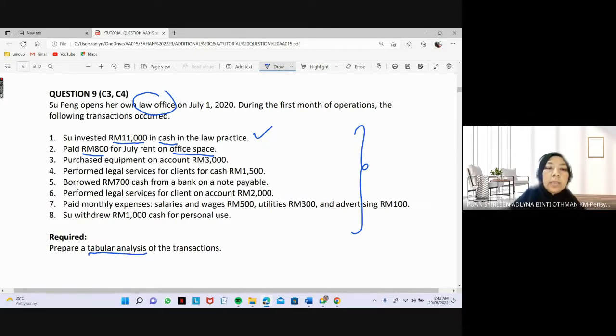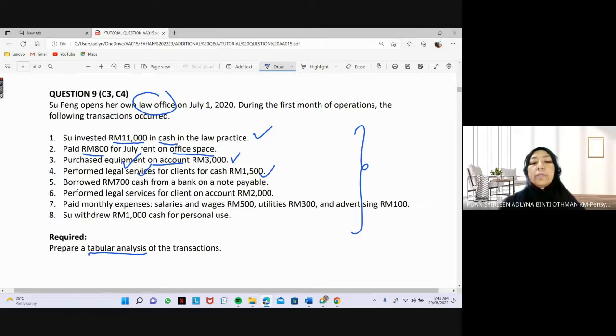Okay, all right. So number 3, purchase equipment on account. Ini asset, on accounts, that means that is your liability. Okay, perform legal services. Kerja dah buat. Services has been rendered. That means this is your revenue. Okay, and cash has been paid. So this is your asset.